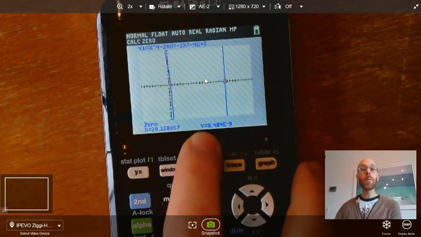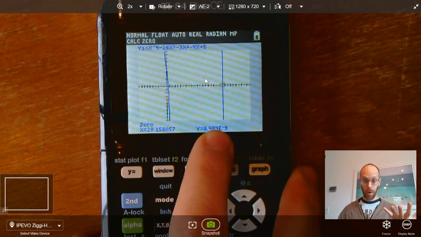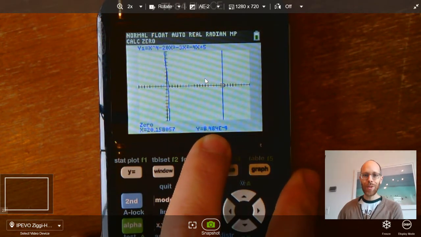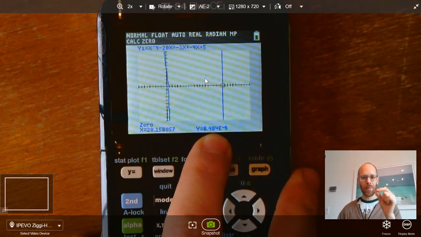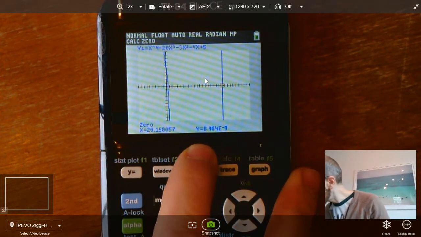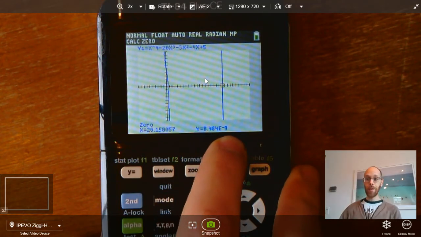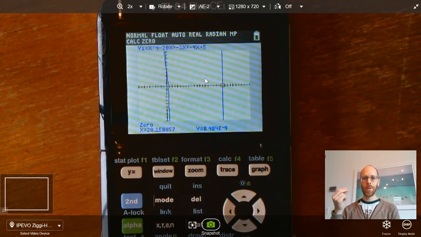One more thing I should mention. Take a look at the y value. Notice that that does not say 0. There's a reason for that. It's because of the rounding error in the calculator. This number, 8.48 times 10 to the negative ninth power, is like 0.00000000848. So it's really, really close to 0. Close enough that it counts.